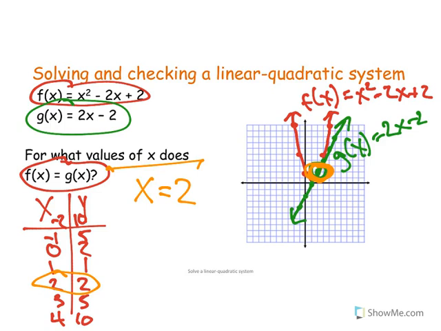And now, coincidentally, the y value is the same. But the question is asking us for what values of x this is going to be true, and it will be true when x is equal to 2.